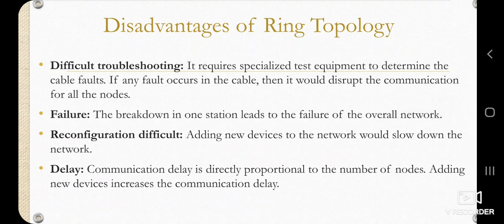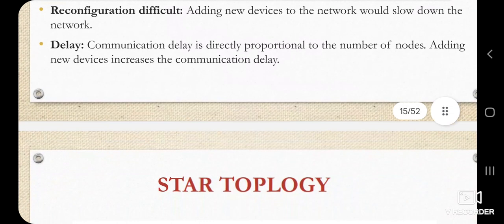It requires specialized test equipment to determine the cable faults. If any fault occurs in the cable, then it would disturb the communication for all the nodes. Failure: the breakdown in one station leads to the failure of the overall network. Reconfiguration difficult: adding new devices to the network would slow down the network. Delay: communication delay is directly proportional to the number of nodes. Adding new devices increases the communication delay.